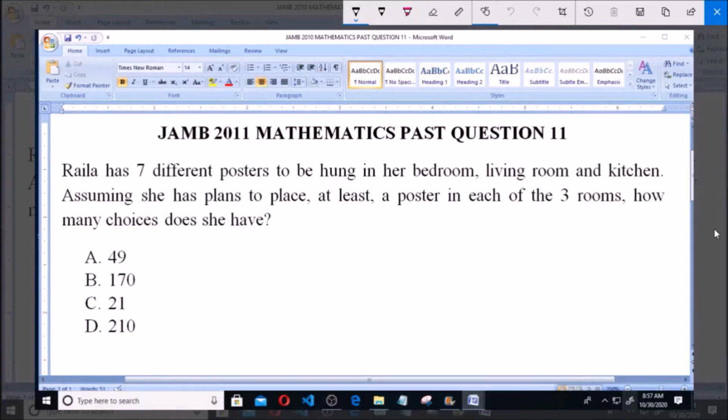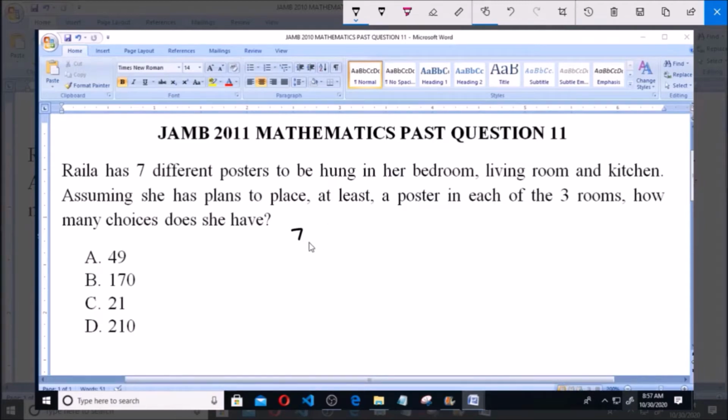Now the question says she has 7 different posters. Now these posters have to be hung in her bedroom, living room, and kitchen. That's 3 different places. Now assuming she has plans to place at least one, that means at least one has to be hung in each of these 3 rooms. How many choices does she have?